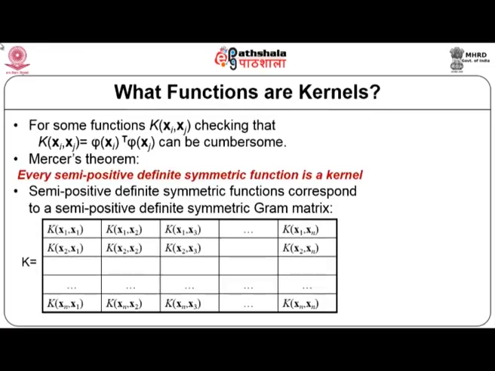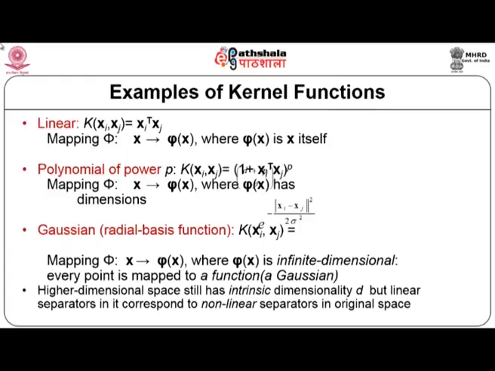So, what are the functions that can be kernels? Checking out some functions can be very cumbersome, it is not easy to find the kernel. So, we use Mercer's theorem. Every semi-positive definite symmetric function is a kernel. So, semi-positive definite symmetric functions correspond to semi-positive definite symmetric gram matrix which is given here. So, you have a method of finding out this particular kernel function. We are not going to go into the details of that, but just to tell you.